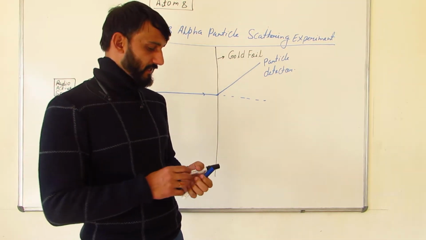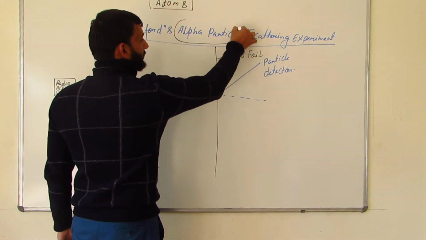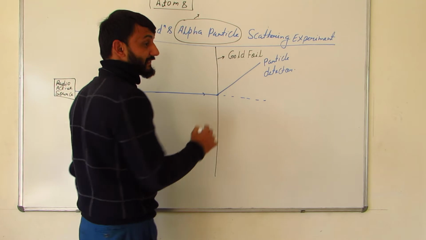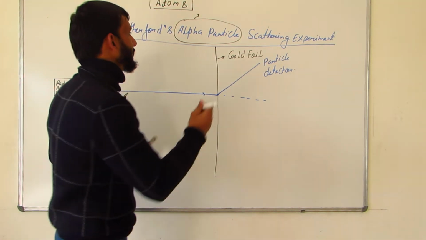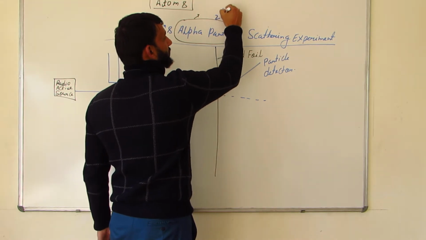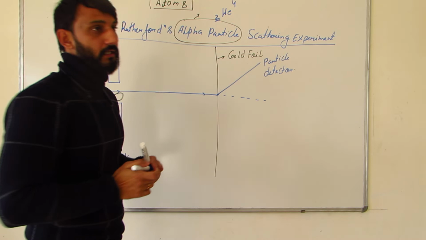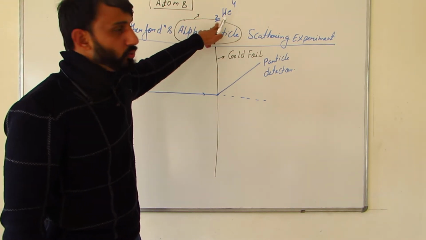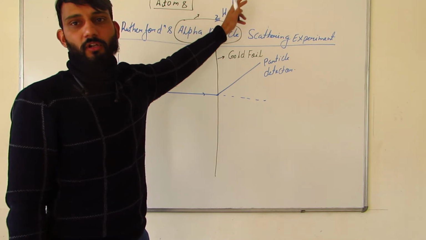Now, what is this alpha particle? Let me first clarify this. This alpha particle is basically a positively charged particle, and this positively charged particle is nothing but a helium nucleus. So this is 2He4. Now guys, you should recall that this 2 is what we call the atomic number and this 4 is what we call the mass number.